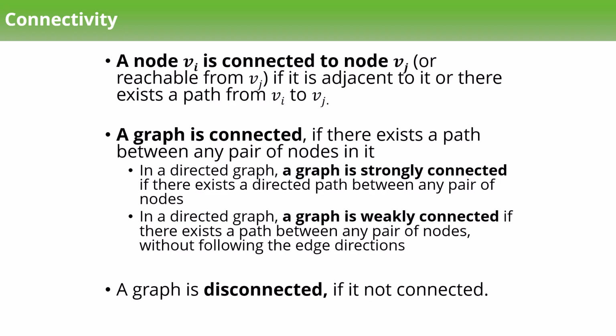So connectivity can be classified into strongly connected and weakly connected. Strongly connected in the sense there exists a directed path between any pair of nodes. Weakly connected means there is no direct connection, and a graph is disconnected. It means some students have no connection. This one is the disconnected.